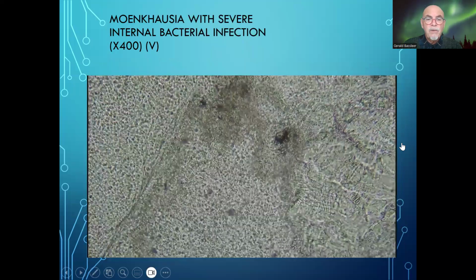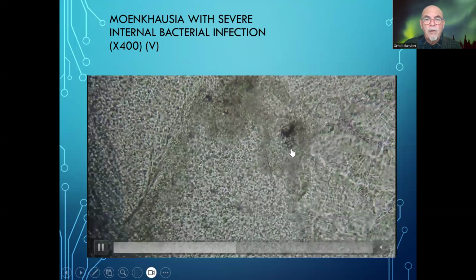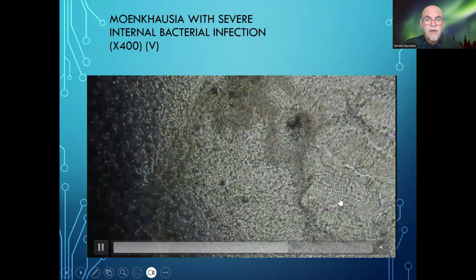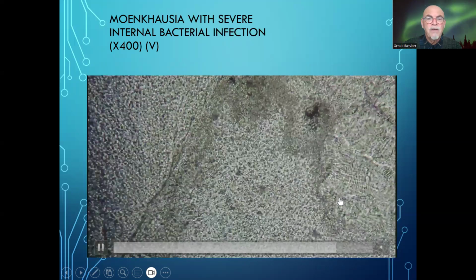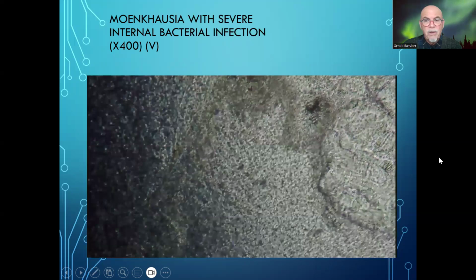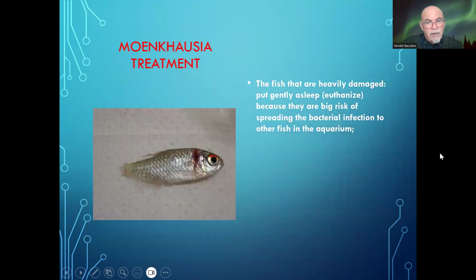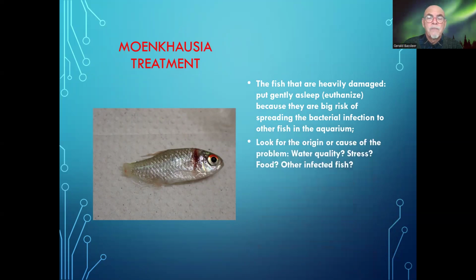And inside we found a massive amount of bacteria. Here big colonies of bacteria next to the liver, next to the intestine. And those millions of bacteria, of course, are damaging and killing the fish. So the heavily damaged fish, I would recommend to euthanize, put it gently asleep, because they are a big risk of spreading the bacterial infection to other fish in the aquarium.